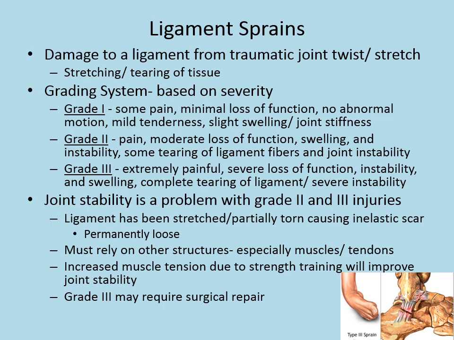What happens is you get a stretching and or a tearing of the tissue. So we have a grading system for sprains, and it's based on severity. If someone has a grade 1 sprain, we consider that a minor sprain. The person will have some pain, minimal loss of function, so they should be able to use that body part relatively normally. If it's a finger, they'll probably still be able to use that hand. If it's their ankle, they'll be able to walk on it, although maybe not run. Or they might be able to jog slowly.